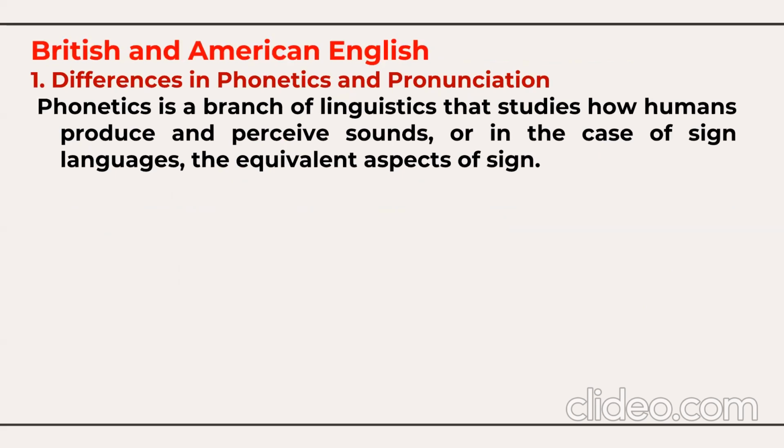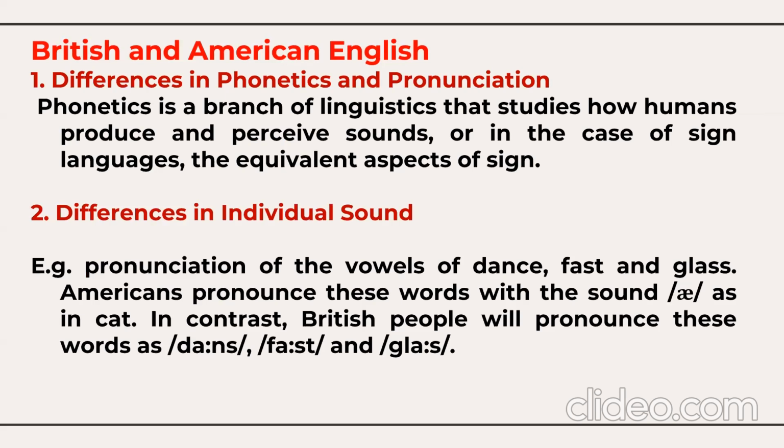The first difference is from the point of view of phonetics and pronunciation. Phonetics is a branch of linguistics that studies how humans produce and perceive sounds, or in the case of sign languages, the equivalent aspects of sign. Second, in the case of individual sounds, the pronunciation of the vowels in dance, fast, glass. The Americans pronounce these words with the sound a, as in cat. In contrast, British people pronounce these with the sound ah, as in dance. On the other hand, the Americans use the sound a, like fast, glass, dance. But we say dance, fast, glass in British English.